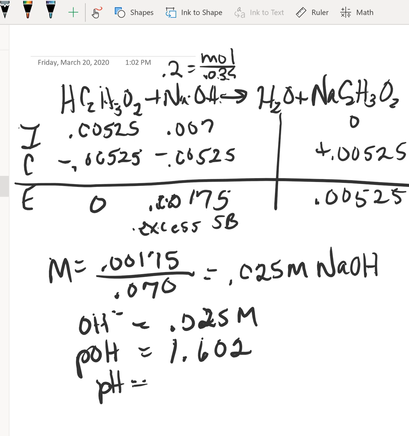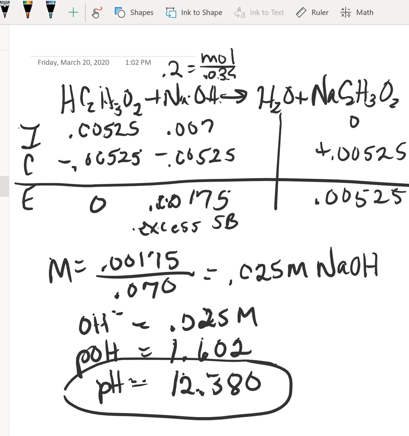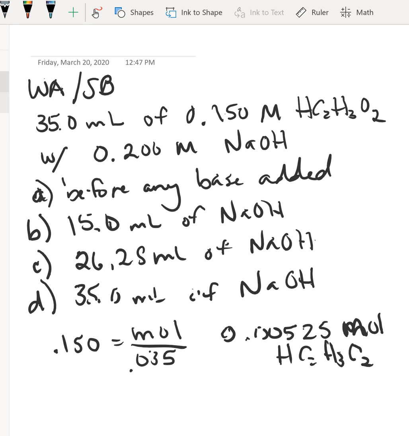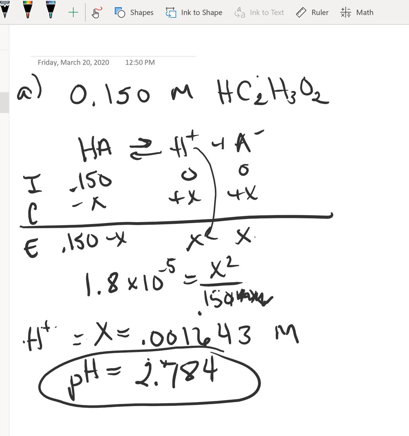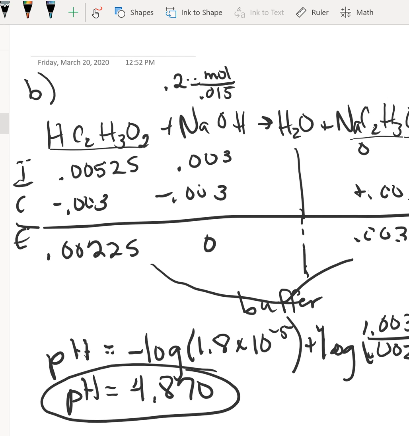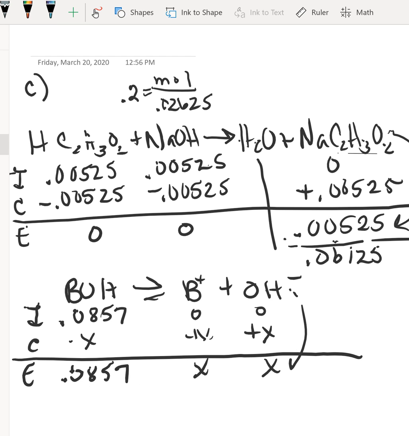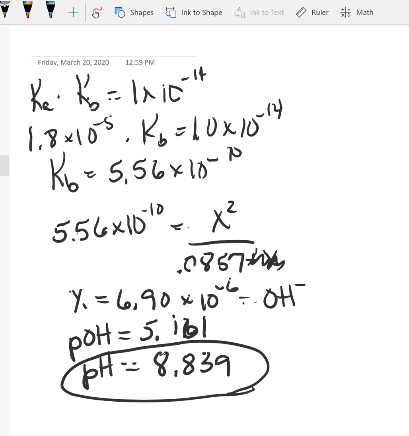So 14 minus that number, 12.380. So again, my pH went up because I was adding more base. So in this one problem, if we go back to the beginning, in this one problem, we have done a weak acid, then we did a buffer, then we did a basic salt, and then we did a strong base.